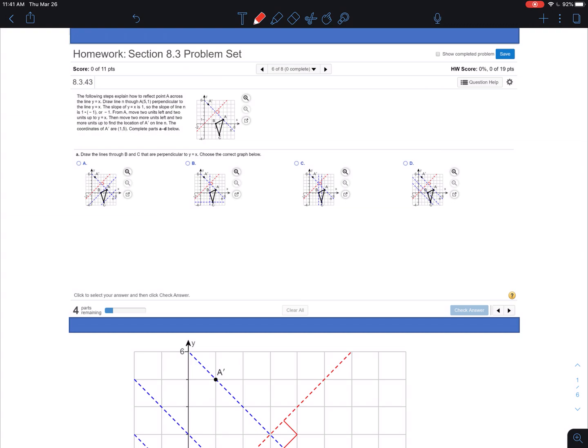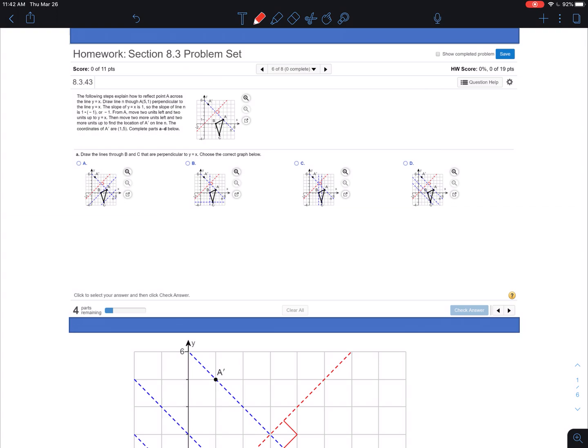Draw a line n through A (5, 1). That's blue. Perpendicular to the line y equals x. You can see where the two lines meet, they make a right angle. The slope of y equals x is 1. So the slope of line n is the negative reciprocal because it's perpendicular, so it is negative 1.